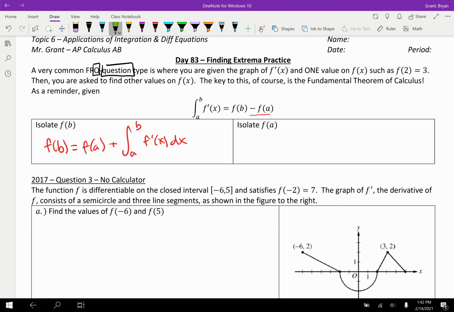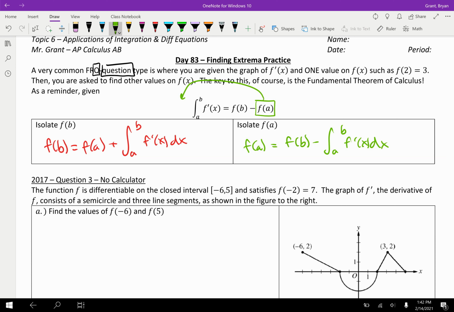And if we wanted to look at it slightly differently and isolate f of a, the easiest way I like to think about it is adding it to this side and then moving the integral over to the other side, which will give us f of a equals f of b minus the integral from a to b of f prime of x dx. Now, how do you know which one to do?